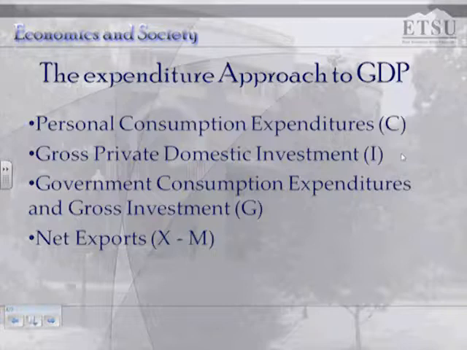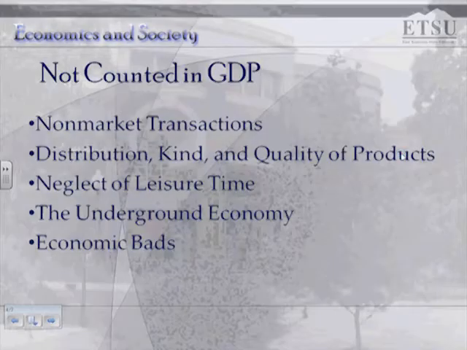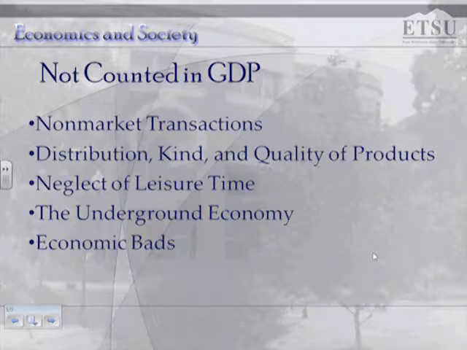When we're calculating GDP, we add up consumption expenditures, investment expenditures, government expenditures, and then finally net exports, which is the value of our exports minus the value of our imports. So that gives us a measure of economic activity in our economy. We know that this is not a perfect measure of economic activity because there are some things that can't be included.